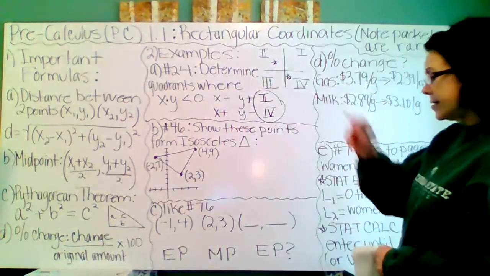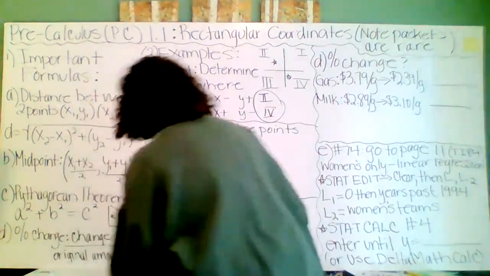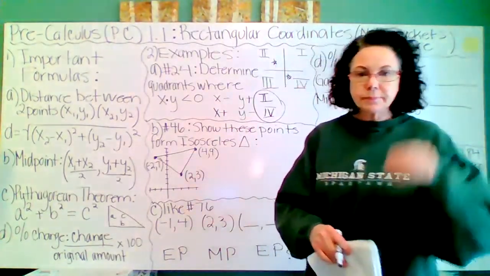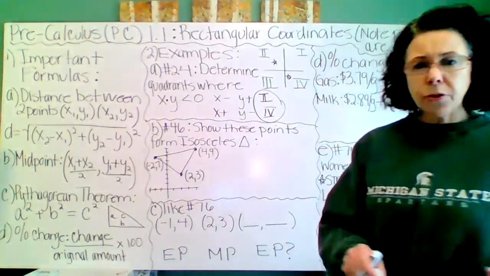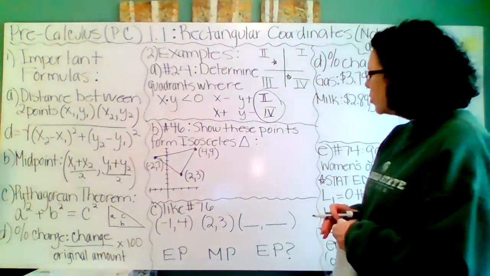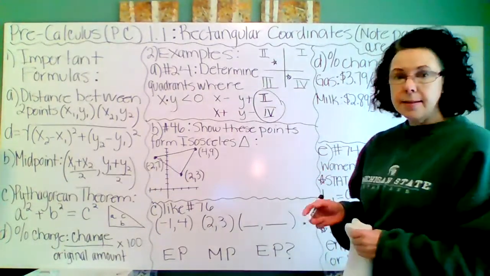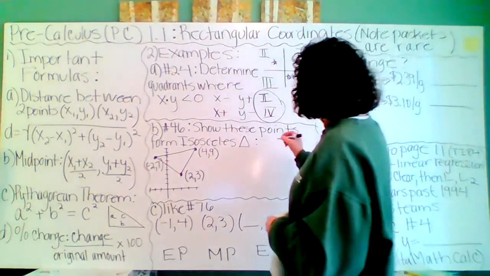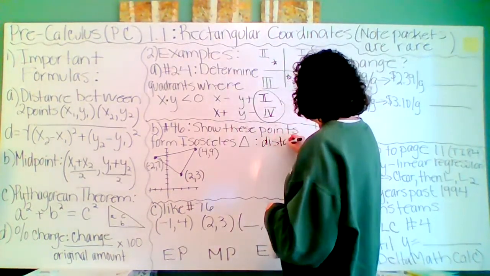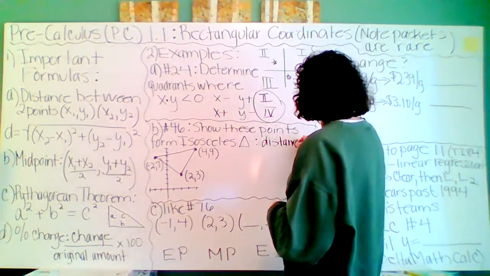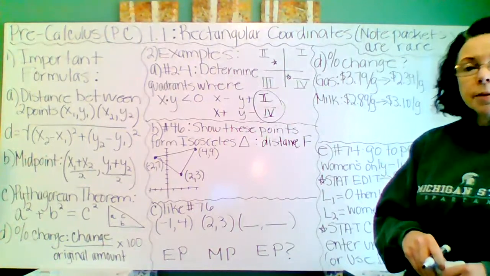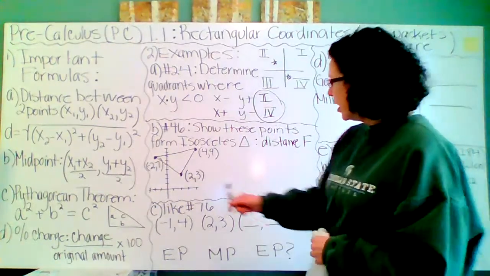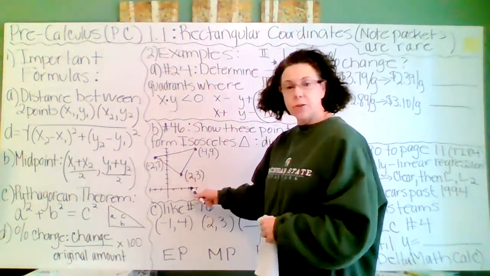On to number 46, which is on the next page. Show these points form an isosceles triangle. So I took the points that they gave and drew a picture. You don't have to if you're good at using those 3 sets of points. What I just need to show is that 2 sides of this triangle are equal in length to each other. So it doesn't say it, but it sounds to me like I'm going to need the distance formula between the points until I find the two sides that are equal to each other. So let's go ahead and use -2, 7, and 2, 3.